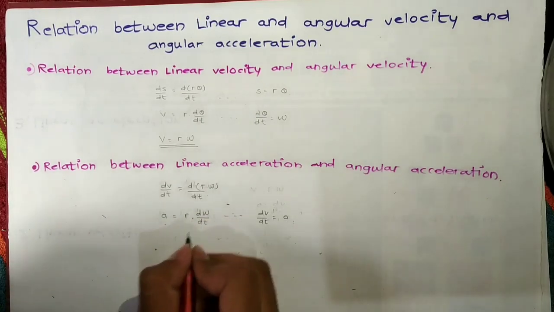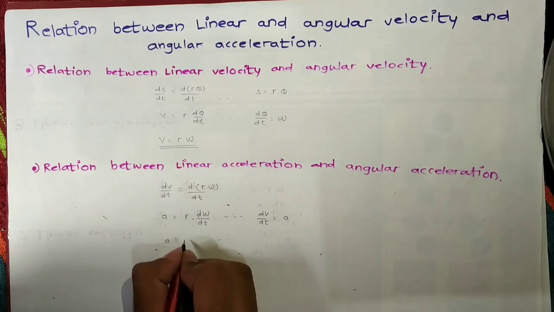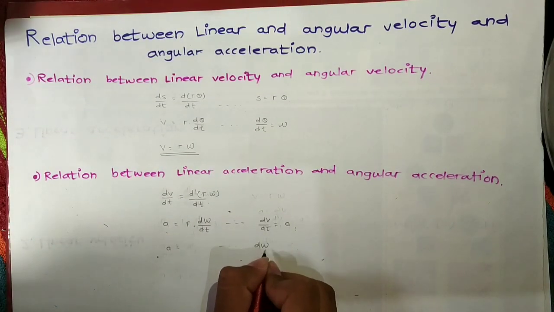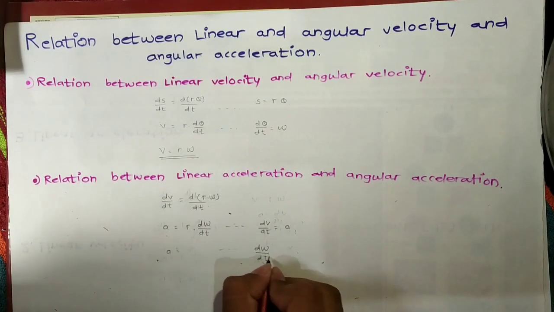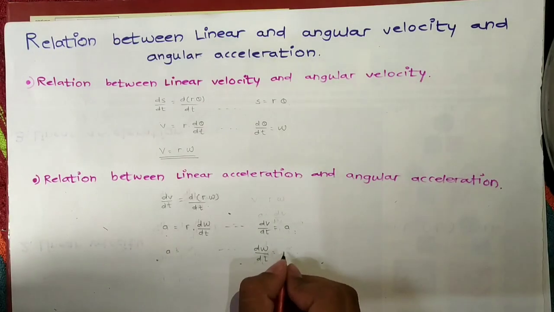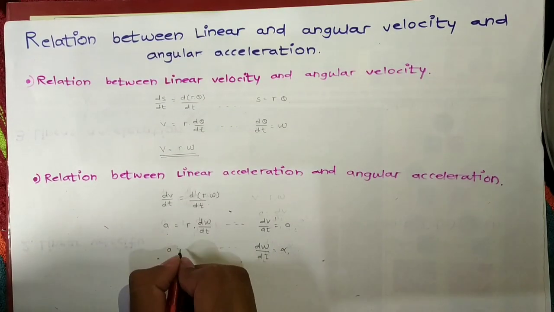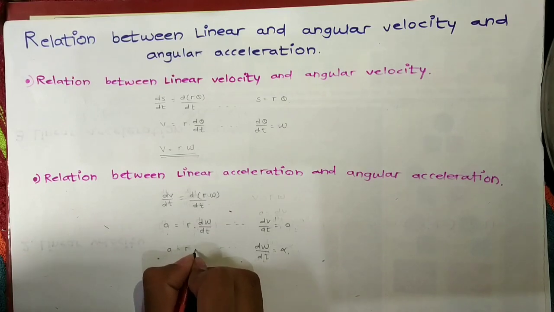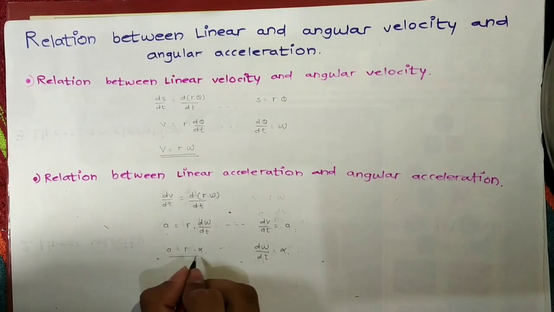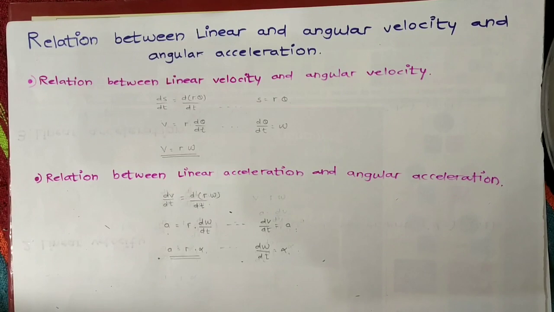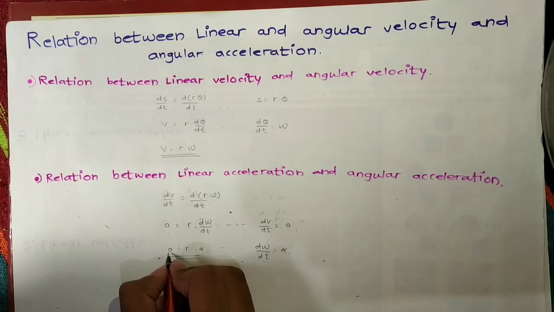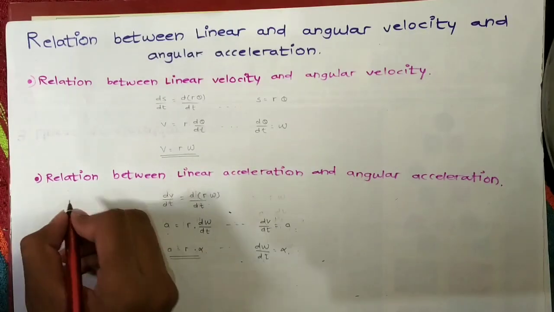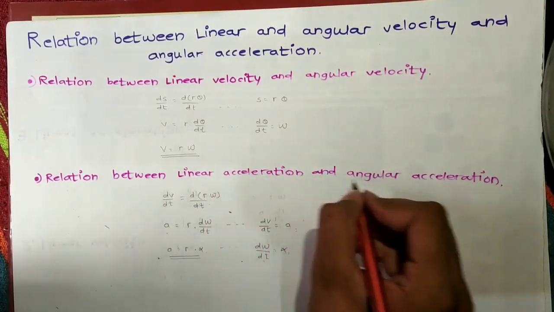dt, and we know that d omega upon dt is equal to alpha. So a is equal to r into alpha. This is the final equation for relation between linear acceleration and angular acceleration.